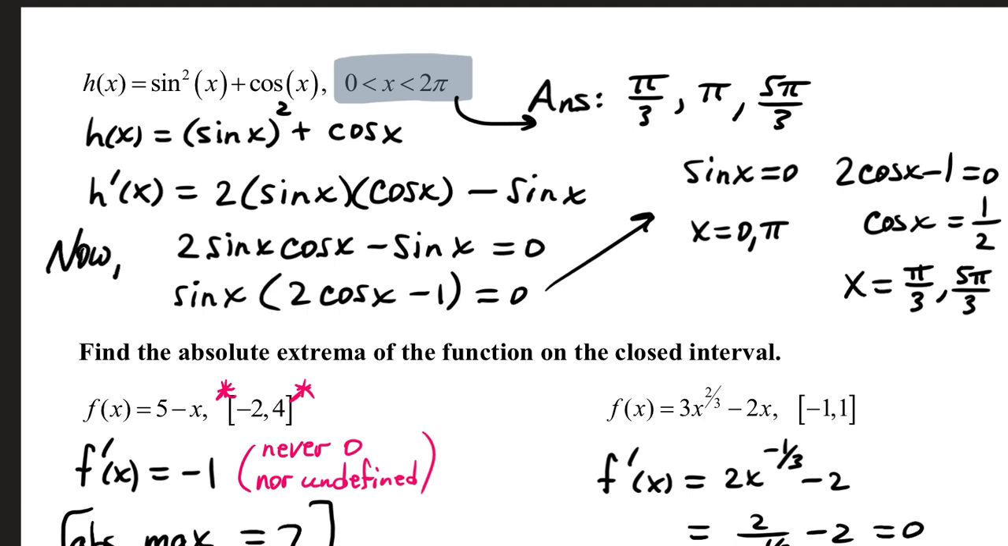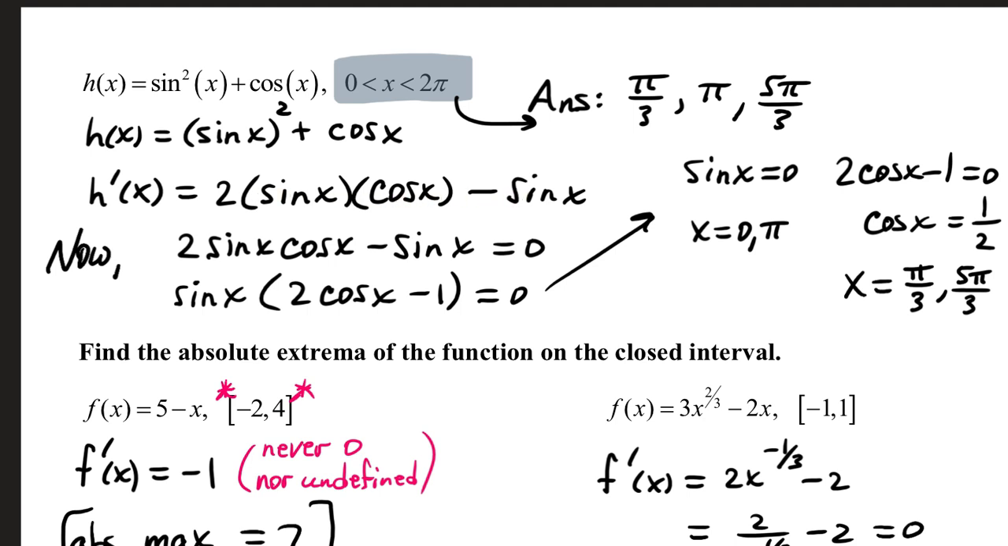So let's take our derivative, h prime of x. That's going to be, outer derivative will be 2 sine x to the first. Chain rule, derivative of sine x is cosine x. Second term, cosine x, has a derivative of negative sine x. So this first term required chain rule. This one is just a direct trig derivative.